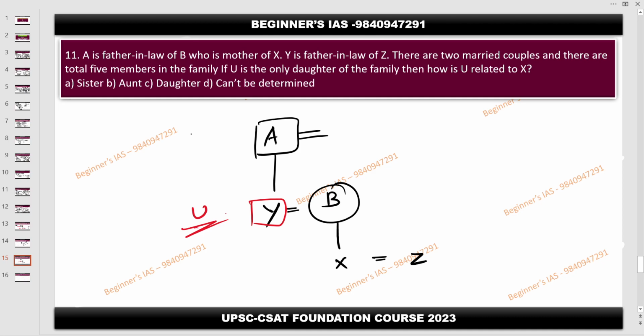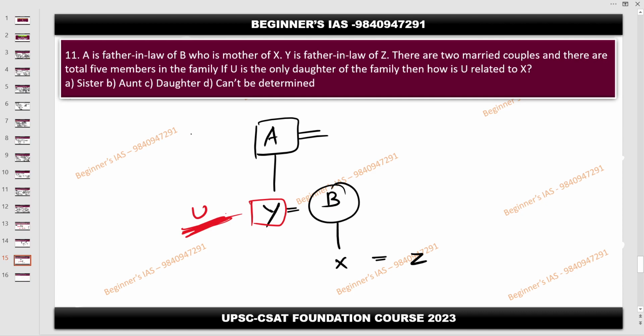So we cannot put a U here. Understood? Is it possible? This is possible. Understood? Only daughter. It is not given as an only child. Understood? Yes, sir. Therefore, U is possible here also. Okay.